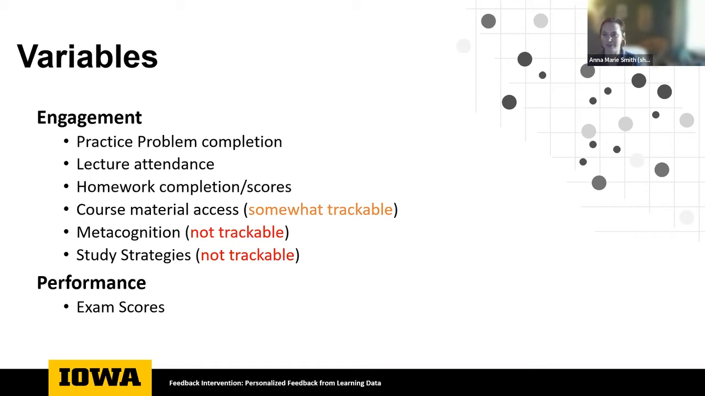So in terms of engagement measures, there's a lot of things we try to target with the message, and some of them we can track with clickstream data and some of them we can't. The big one I'm going to focus on is practice problem completion, because that was mentioned numerous times. It's also, as Adam said, not graded, so it's totally optional, and it's strongly related to performance on exams. But in addition, the things like study strategies and metacognition, we have no way of measuring that. And of course, for performance, our interest is exam scores. Next slide.